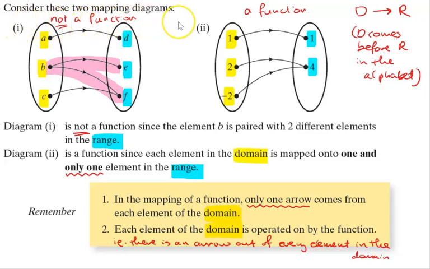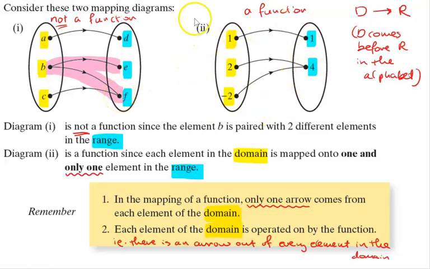Consider these two mapping diagrams. So we have A maps to D, B maps to E, and B also maps to F, and then C maps to F. So this is not a function. It is a relation, but it is not a function. And the reason is that B maps to two different elements in the range.